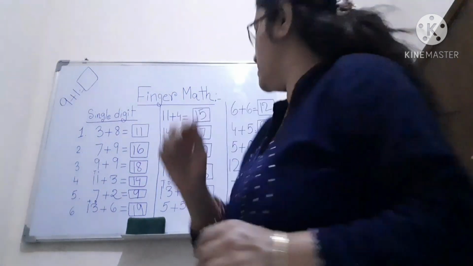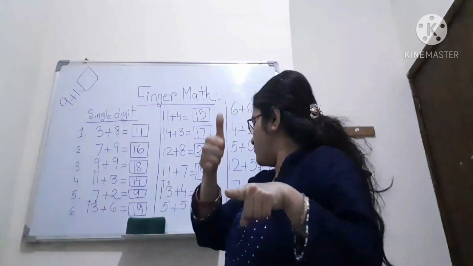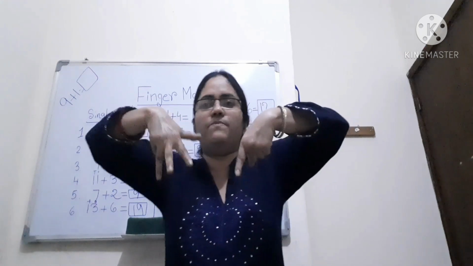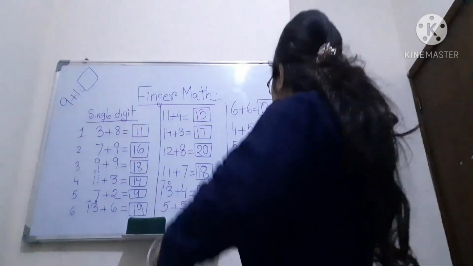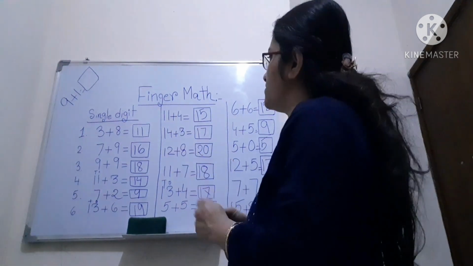15 plus 3. 15. This is 10, this is 5. 15 plus 3. 1, 2, 3. So 15 plus 3 is equal to 18. Yes. So hope you understand today's video.